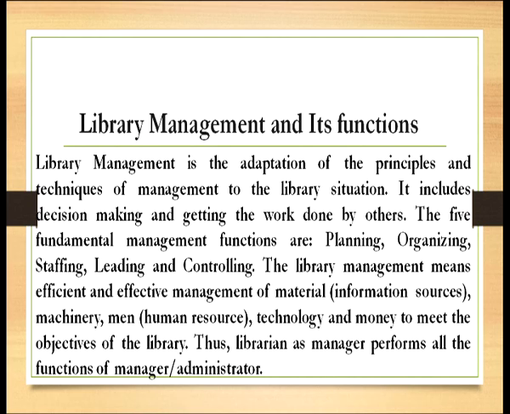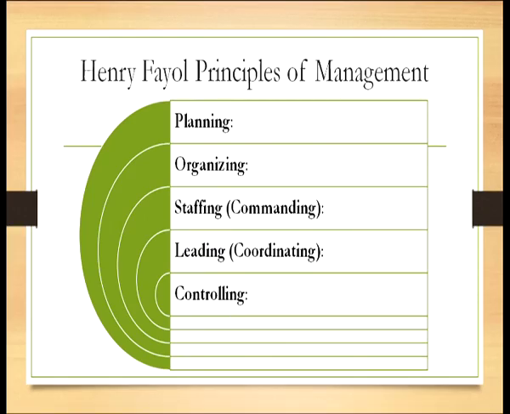The five fundamental management functions are planning, organizing, staffing, leading and controlling, and library management means efficient and effective management of material, meaning information sources, machinery, men, meaning human resources, technology and money to meet the objectives of the library. Thus, the librarian as a manager performs all the functions of a manager or administrator. Henry Fayol explains principles of management like planning, organizing, staffing, leading, also known as coordinating, and controlling. Now, we will discuss in brief all these functions.